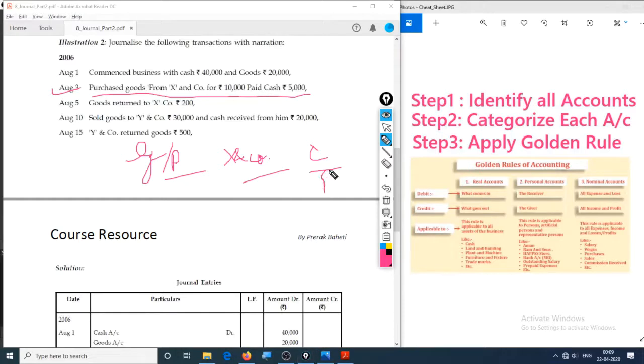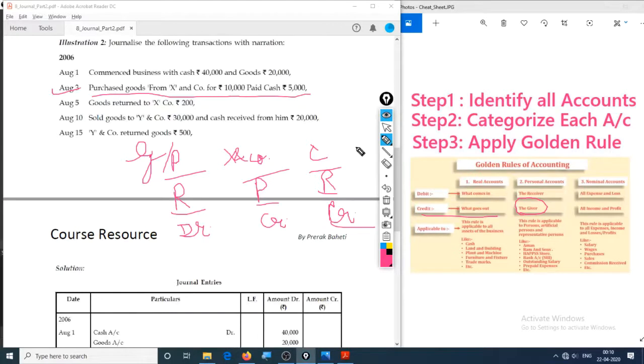So first let's handle cash. Paid cash, so cash went out. It's a real account. Cash went out, we should credit it because credit what goes out. X and company is a personal account, so we have purchased goods from X and company. X and company gave us the goods, so X and company is the giver, hence X and company is also credited. Goods purchased, so goods came in, real account, debit what comes in.